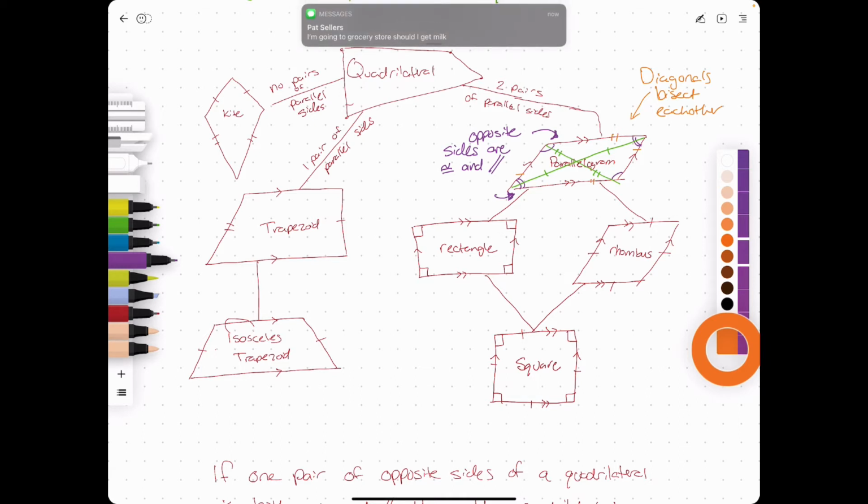That's true of the rectangle. That's true of the rhombus. That's true of the square. Does that make sense? Okay.